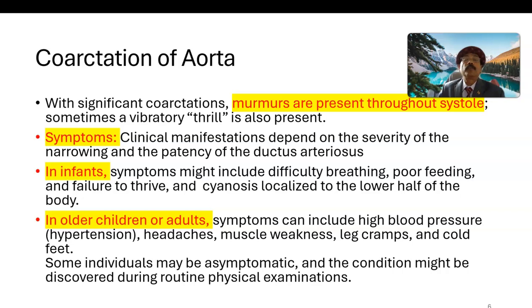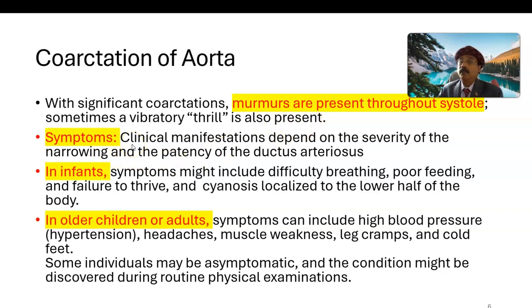Okay. So, with significant coarctation, murmurs are present throughout the systole. So, it is a pan-systolic murmur. Murmur is the abnormal heart sound due to abnormal passage. Our passage is abnormal. We have coarctation of aorta. Sometimes a vibratory thrill is also present.